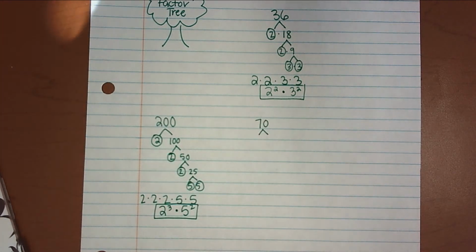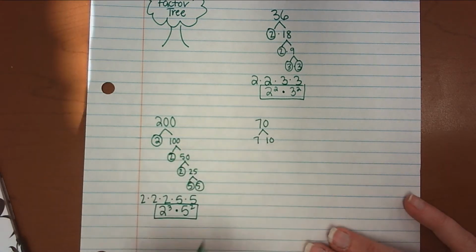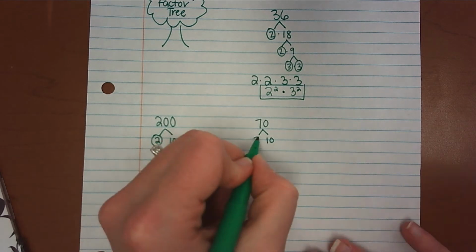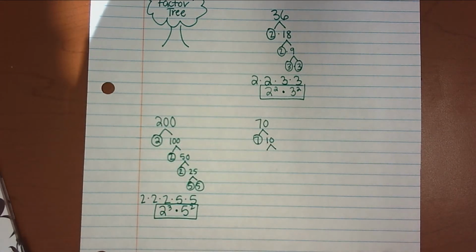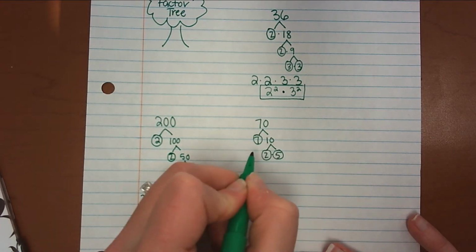I've got 70. I'm thinking of two numbers that multiply together to give me 70. I'm thinking of 70 and 10. Or I'm sorry, not 70 and 10, 7 and 10. And 7 is prime, so I can circle it. 10 is not, so I have to break it down. 10 can break down into prime numbers 2 and 5, 2 times 5.